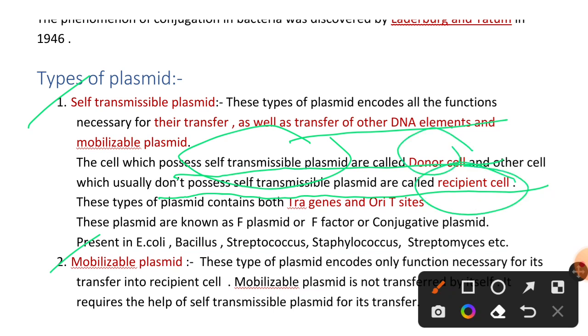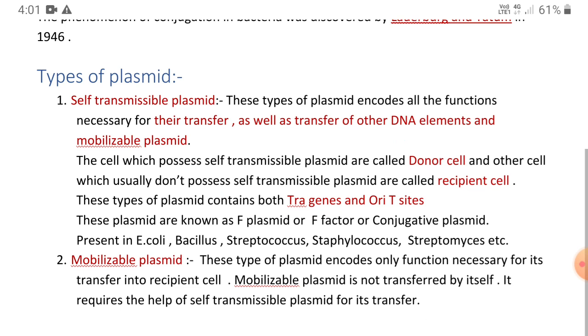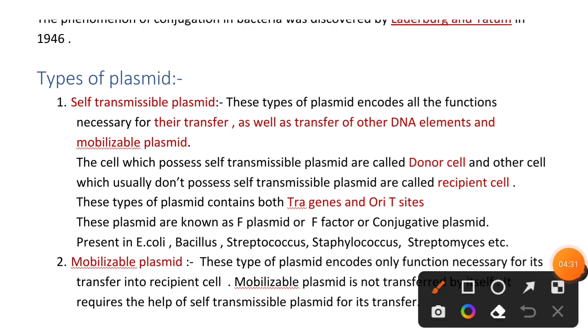I hope now the concept of self-transmissible plasmid is very clear to you: a self-transmissible plasmid can itself transfer from the donor cell to the recipient cell. Along with that, it can also ensure the transfer of other DNA molecules and sometimes mobilizable plasmids also. This type of plasmid contains two types of genes, tra genes and oriT site. We will talk about this. This type of plasmid is known as the F plasmid, F factor or conjugative plasmid.